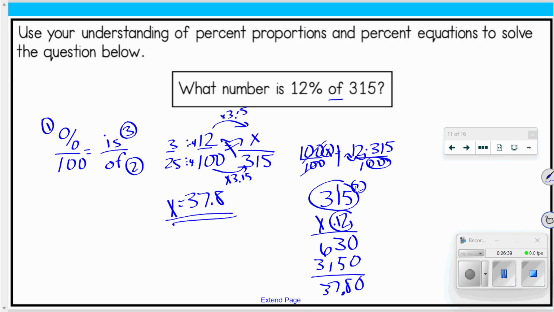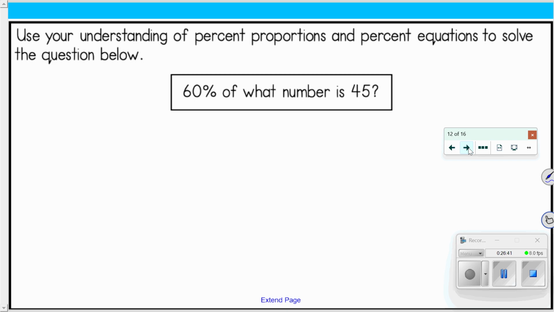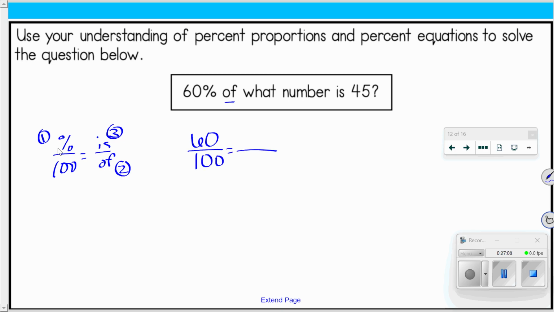Okay, let's look at our next one. And we're down to 12 minutes, so I'm going to work through this one with you guys. Again, when you guys are doing the test, first thing I recommend you do is write this. This is going to be huge for your entire test, because this is the order you're going in. What's my percent on this problem? 60. So what goes over 100? 60. Then here's my of.